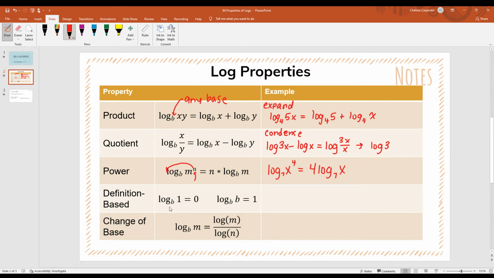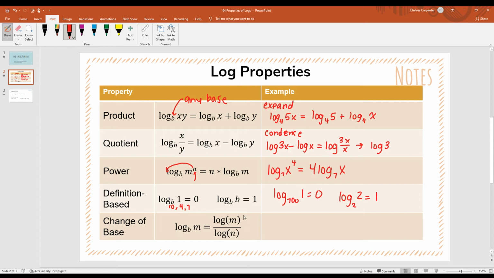Right, our definition-based properties, log base b of 1, any b here, it could be 10 or 4 or 7, doesn't matter. To get those base numbers, raising them to an exponent to get this inside number to be 1, the exponent has to be 0. So log base 700 of 1 is always going to be 0 because 700 to the 0 power equals 1. Similarly, any b, if the b number here and the large number are the same, that means that this exponent has to be 1. So log base 2 of 2 is 1 because 2 to the 1st power is 2.